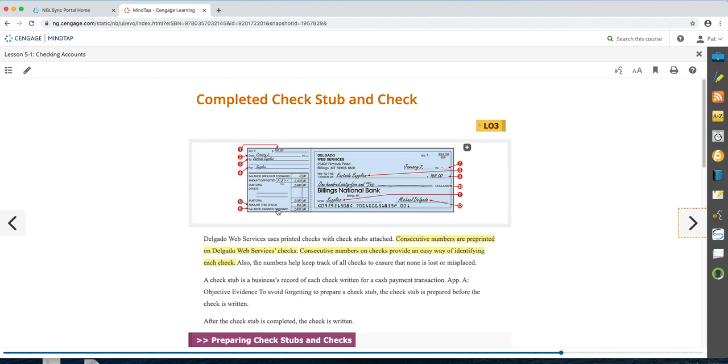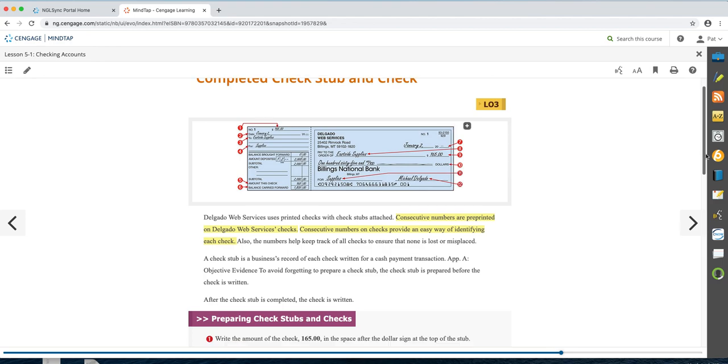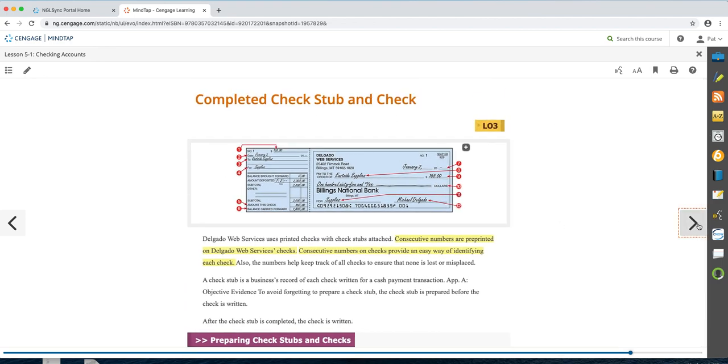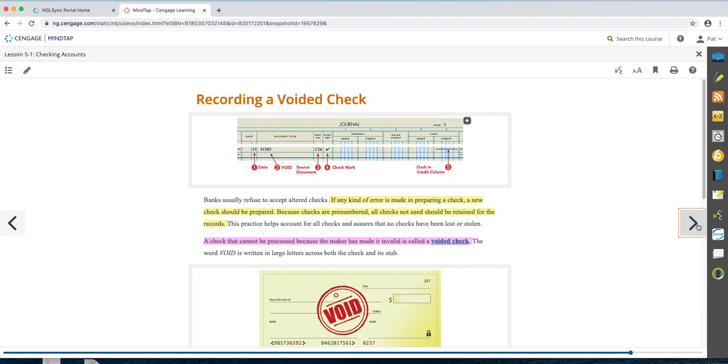So we'll go through these steps. Check stub first, then we'll go through here. If there's no deposit, then there's no deposit. We might just have a balance brought forward, a subtotal, and then a check. We might not have that deposit area. You don't make a deposit on every check stub. But that is completing the check stub and a check. We'll be asked to do that in our problems.